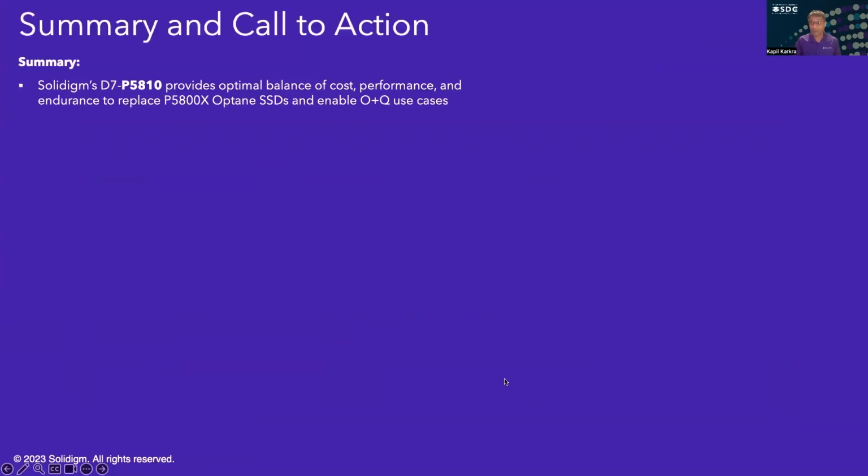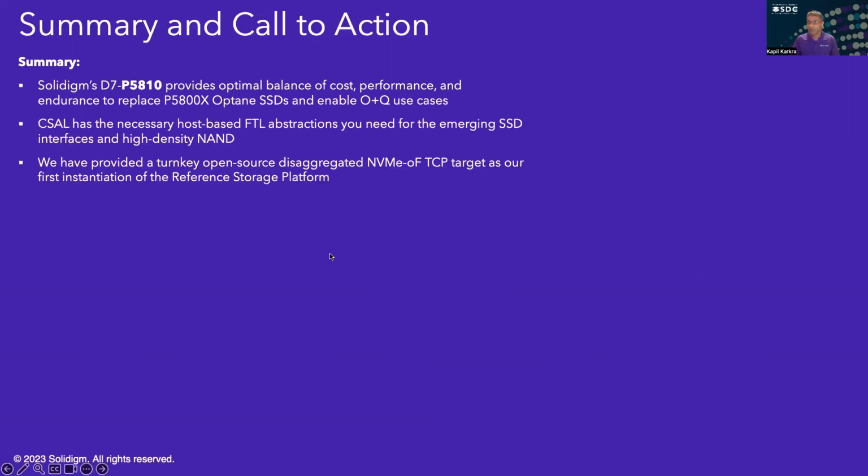Let's summarize. First, Solidigm's P5810 provides an optimal balance of cost, performance, and endurance. It provides a great fit for S plus Q use cases, better than Optane in terms of cost. CSAL has all the necessary abstractions you need for the emerging SSD interfaces like ZNS and FDP and large IU, etc., with high density NAND. We have provided a turnkey open source disaggregated NVMe-oF TCP target as our first instantiation of the reference storage platform, and it is, along with CSAL, providing easy buttons to adopt new technologies.